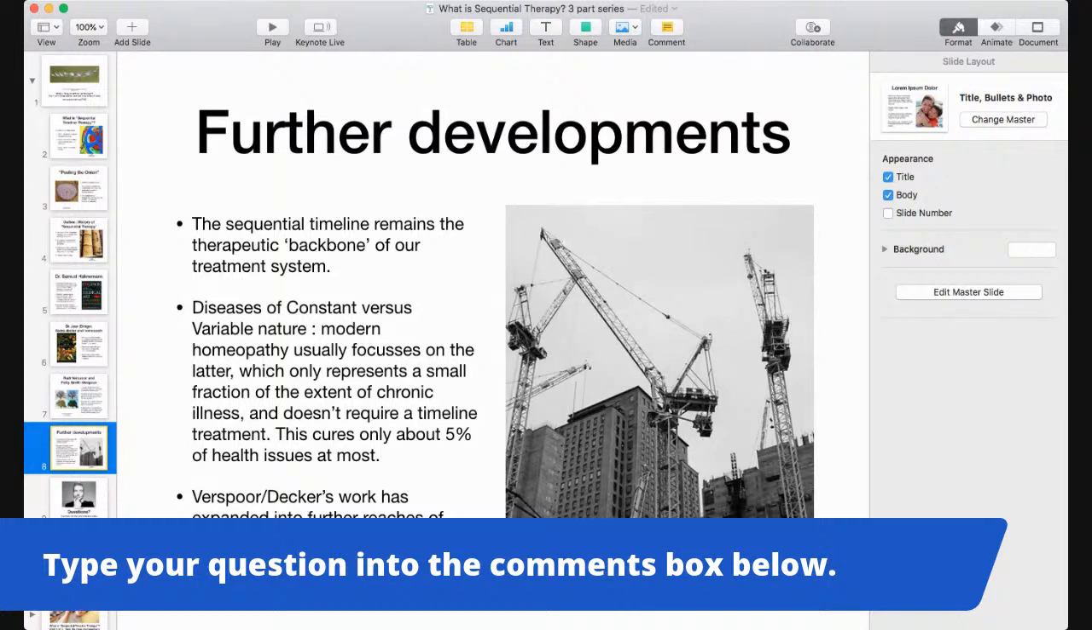And finally, my last point here, Rudi Verspoor and Stephen Decker's work has further expanded and continues to expand into the reaches of anthroposophy, orgonomy, and even beyond. And with this idea of the sequential treatment still as the baseline of our whole system, we are continuing to reach further and further into how we can help our patients achieve their health goals at these higher and deeper levels of what it means to be a healthy human being. So as I say, that in itself will be worth probably dozens of videos in the future. I just wanted to point that out here.